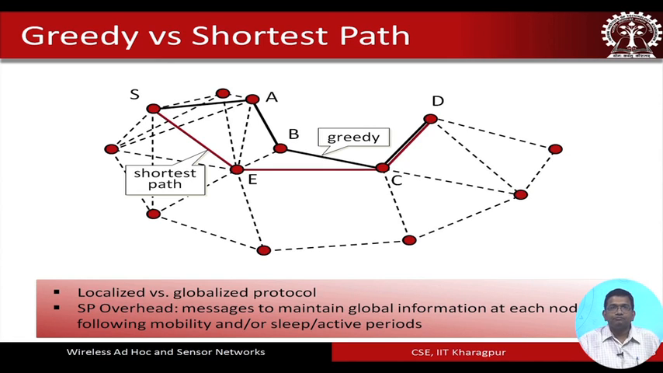So, there is an overhead when we talk about adoption of these shortest path algorithms. The messages to maintain the global information at each node, following mobility and or sleep active periods, could be an overhead that cannot be ignored.